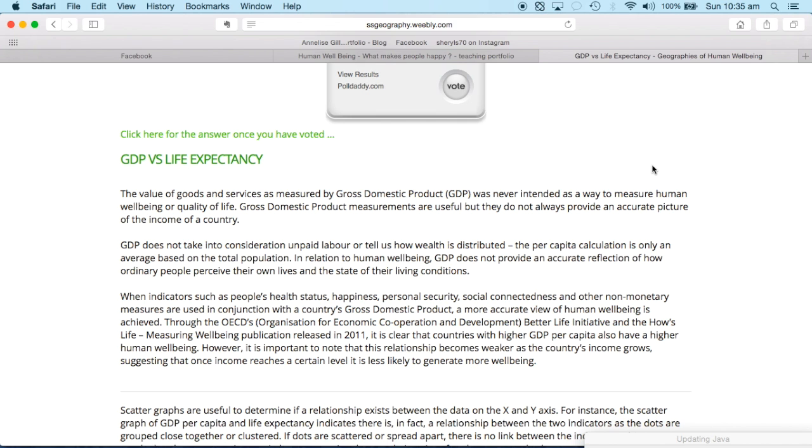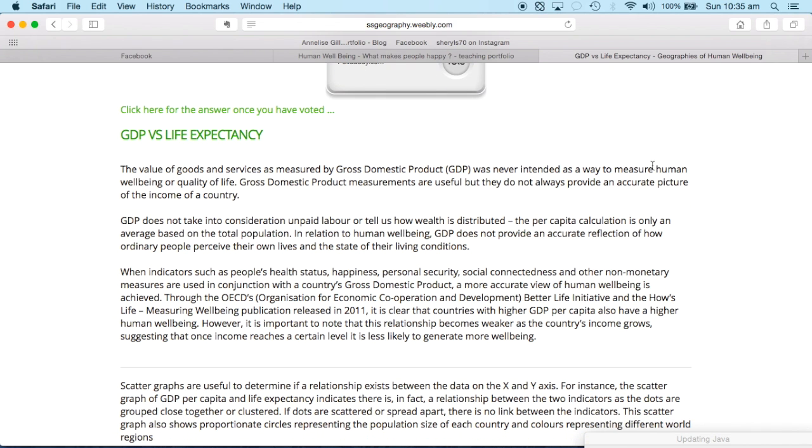Okay, so on this page we're looking at the gross domestic product versus life expectancy. So the GDP is the total value of the goods and services that a country makes over a year. So how much money, I guess, in total the country is making.